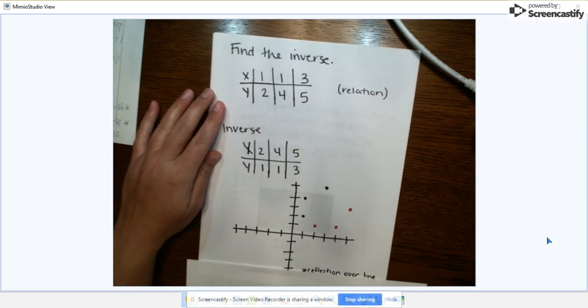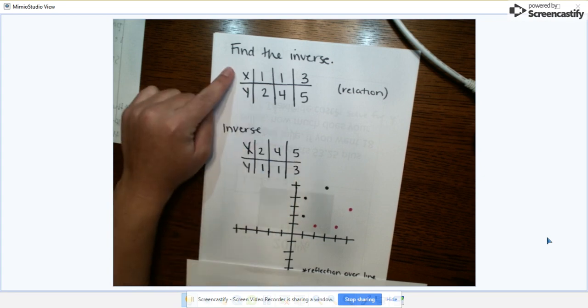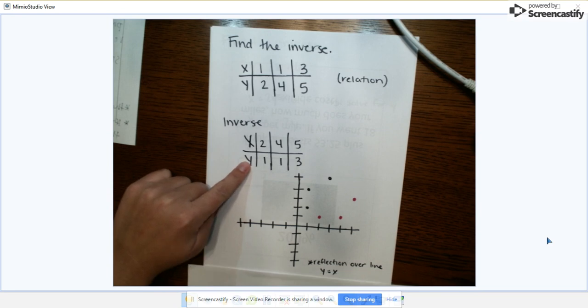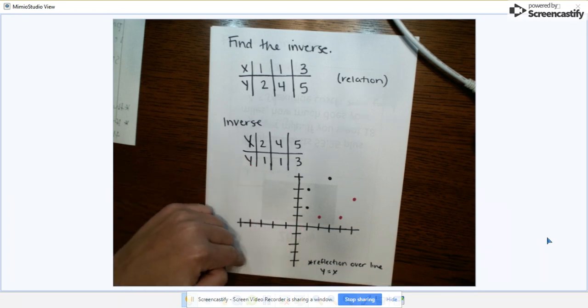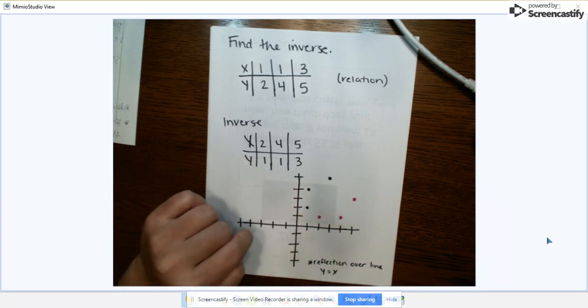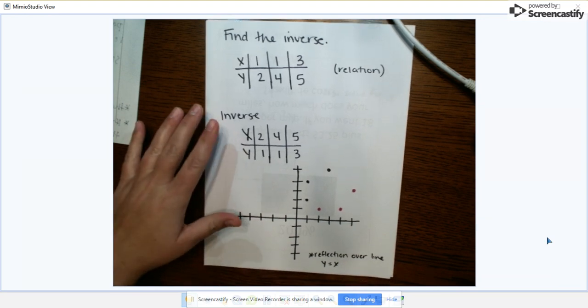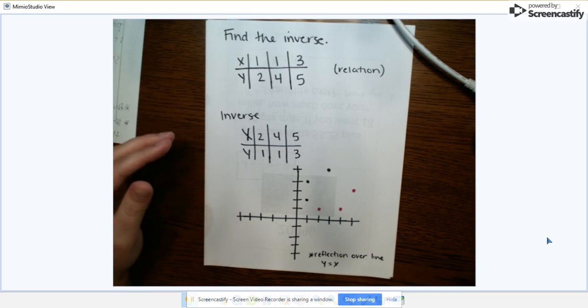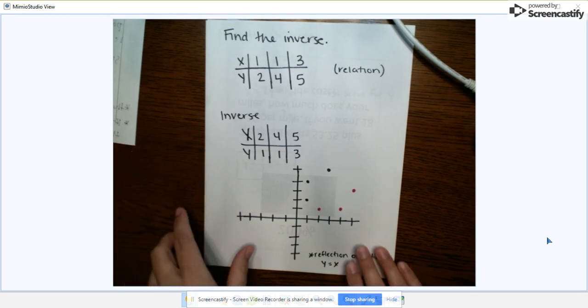I went ahead and graphed these. The black dots are the original relation. The pink dots are the inverse. And if you notice, the dots are reflected over the line y equals x. Whenever you're talking about inverses on a graph, they will always be a reflection over that line y equals x.